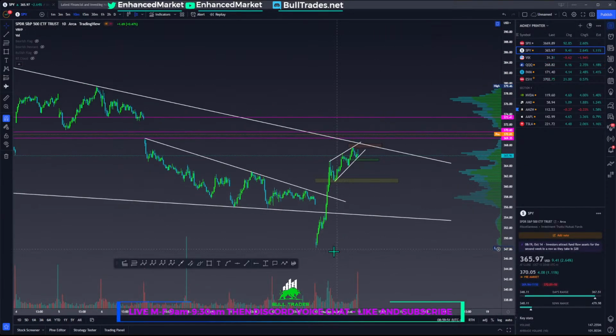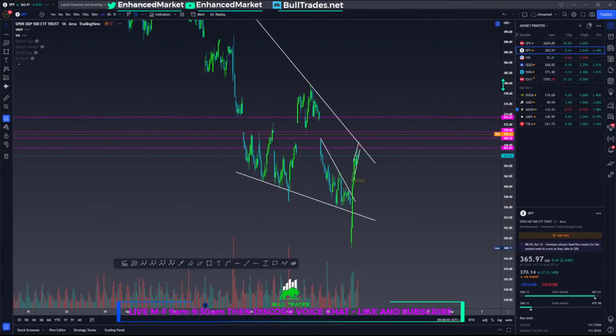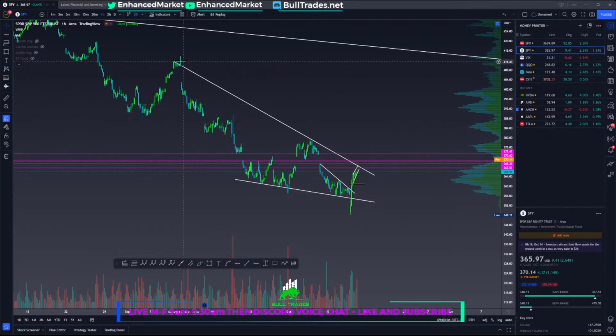For example, on SPY, this previous high here, 367.51 from yesterday, now we're opening above. And if we go to a larger time frame, take a look at where we're opening above: previous resistance. And we rejected here as well yesterday. So we're opening above this, that's definitely a bullish indication.